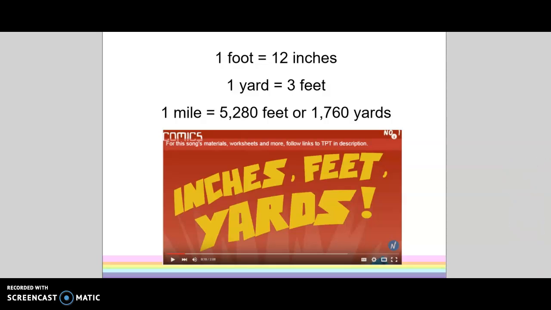I do want to show you guys this little video about inches, feet, and yards. I'm going to go ahead and admit it's not the best video. It's a little bit silly, but it helps us remember this, and I always like to throw a video in whenever we're learning new concepts. So enjoy for just a quick minute.